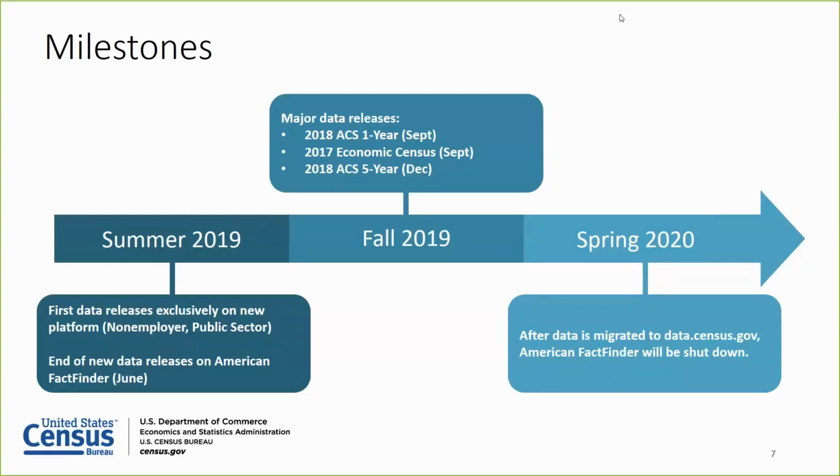So of those, and then we're also working on the 5-year in December. So after all of the data are migrated, looking at spring 2020, we expect to start being able to shut down and decommission American Fact Finder. We'll give you some updates and let you know where that is, but right now we're looking at spring 2020.